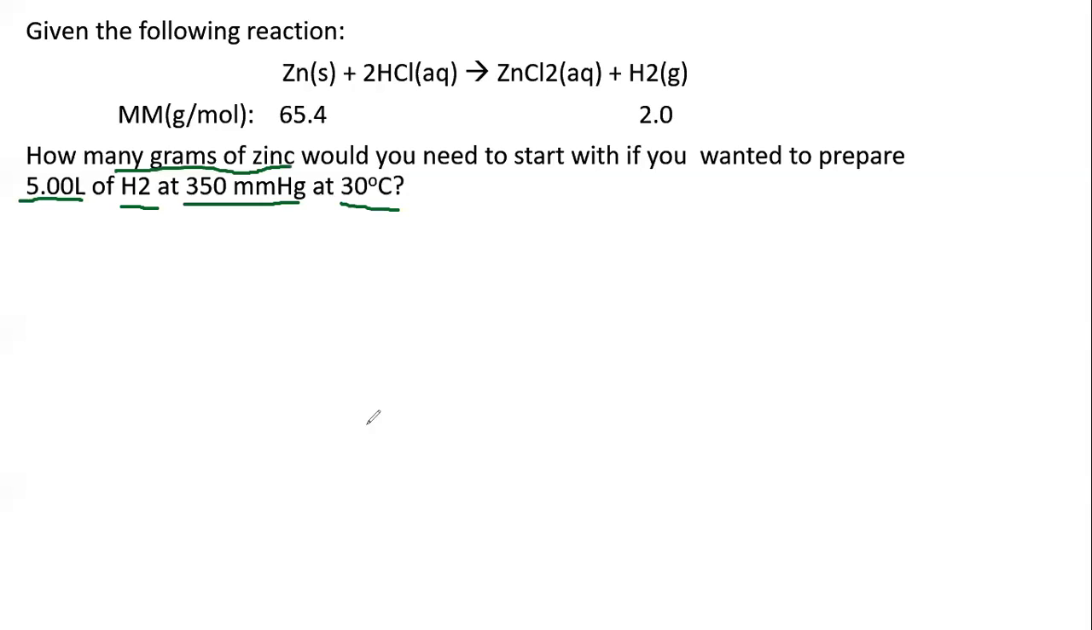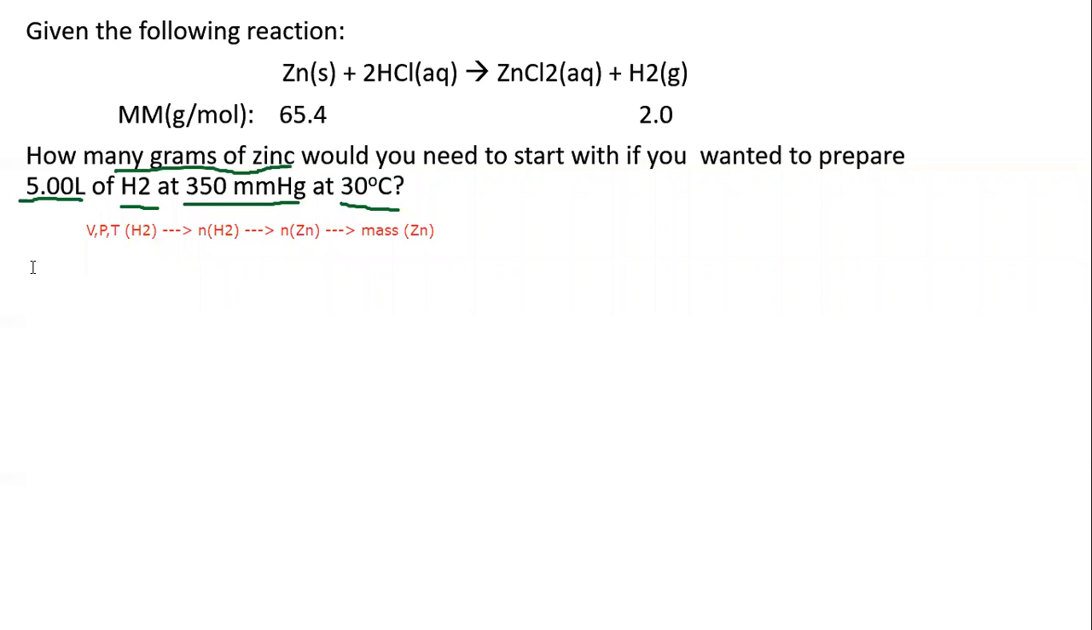And so what we're going to need to do is we're going to take the volume, pressure, temperature of H2, and we're going to convert that to moles of H2, and then using stoichiometry we can convert it to moles of zinc, and then finally mass of zinc. And so that's the process we're going to do.